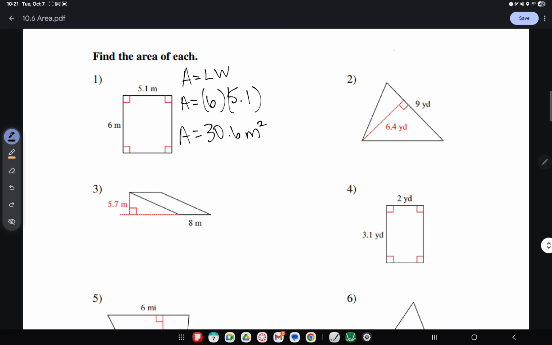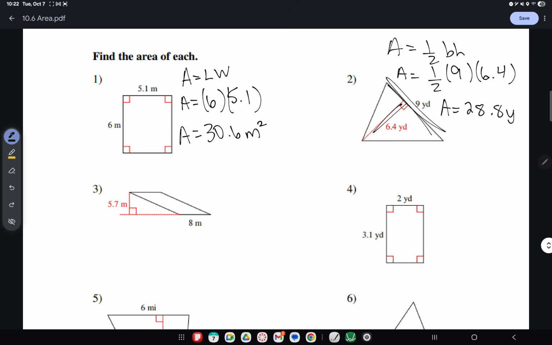Okay, the second one, we have a triangle. So the area is 1/2 base times height. So area is 1/2. The base is 9 yards, and the height is 6.4 yards. So then I do 9 times 6.4, and then divide that by 2, because 1/2 is the same thing as dividing by 2. So the area is 28.8 yards squared.